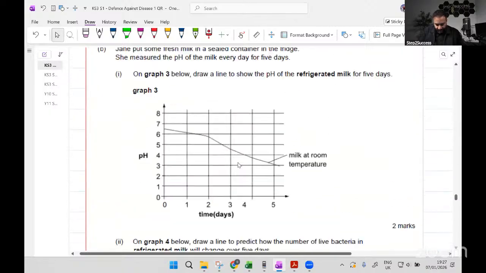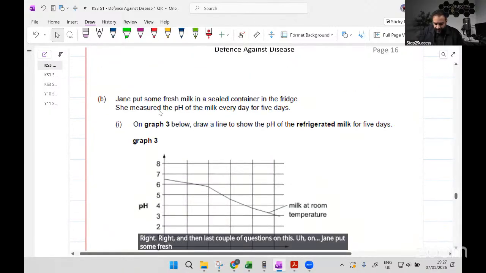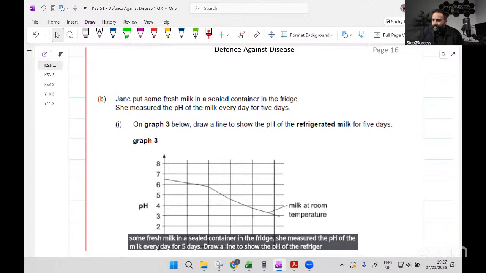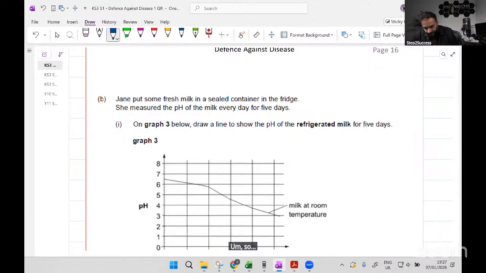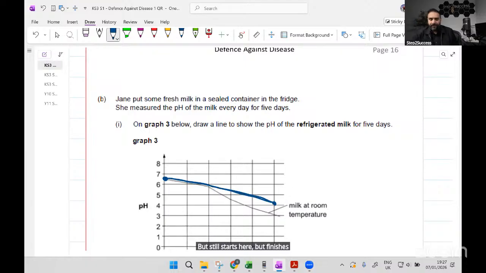All right, and then last couple of questions on this. Jane put some fresh milk in a sealed container in the fridge. She measured the pH of the milk every day for 5 days. Draw a line to show the pH of the refrigerated milk after 5 days. Basically, if it's refrigerated, it won't decay as quickly. So you just need to draw a line that still starts here but finishes higher than the other line. Because the whole point of a fridge is that it helps your milk last longer.